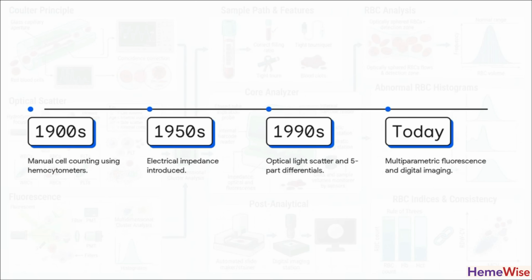It's wild to think about how we got here. We literally went from painstakingly counting cells by eye on a glass hemocytometer in the early 1900s to the absolute game changer of electrical impedance in the 50s. And today, it's like sci-fi. Robotics handle everything, automated sampling, barcode reading, mixing, even making the slides. Meanwhile, we're using multidimensional fluorescence and digital imaging to physically interrogate millions of individual cells every single second. It is a staggering leap in technology.